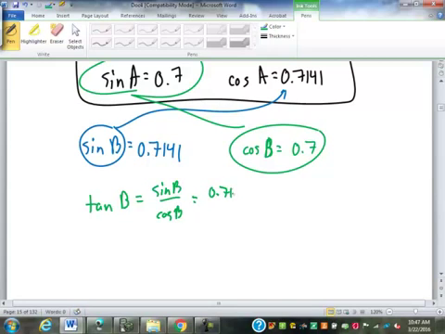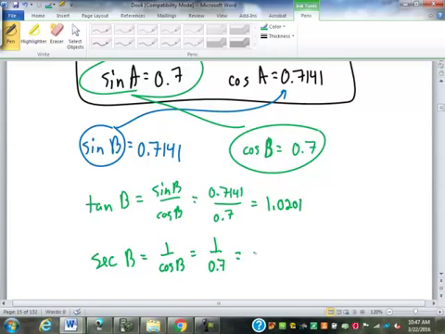So 0.7141 over 0.7 or 1.0201. How about secant of B? One over cosine of B, 1 over 0.7, otherwise known as 1.428574143.